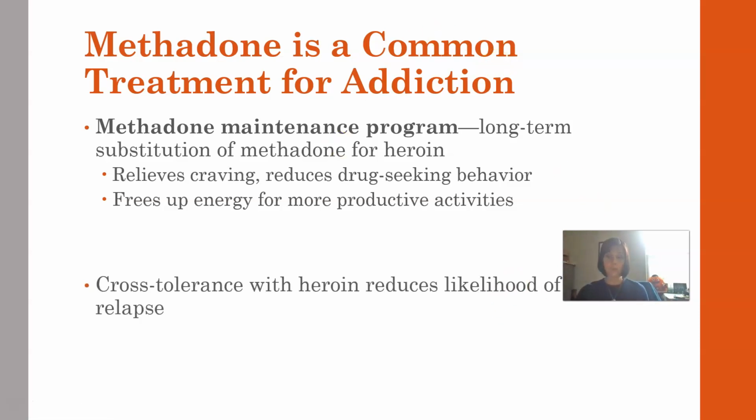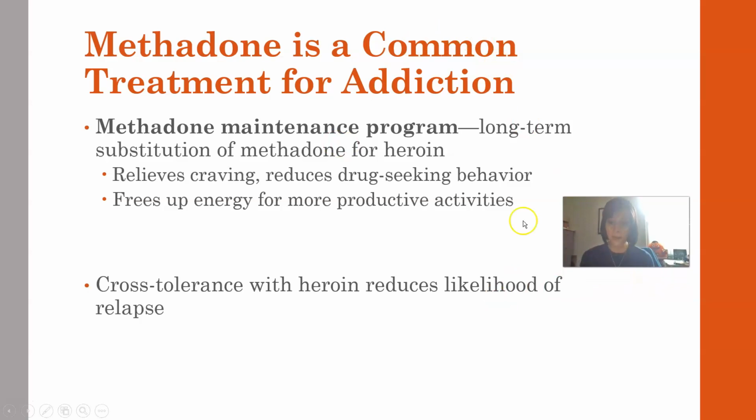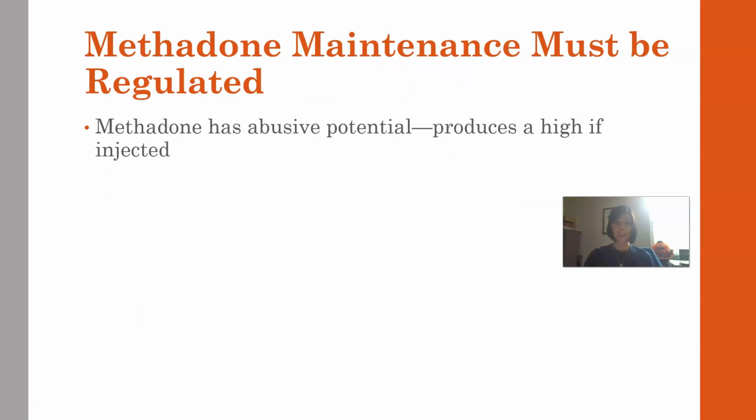And what we find is because this is an opioid, you have a cross tolerance with the opioid that you're abusing, and you have a cross tolerance with methadone. And so because of this cross tolerance, you're probably not really going to get high off of methadone, and it actually reduces the likelihood of a relapse.